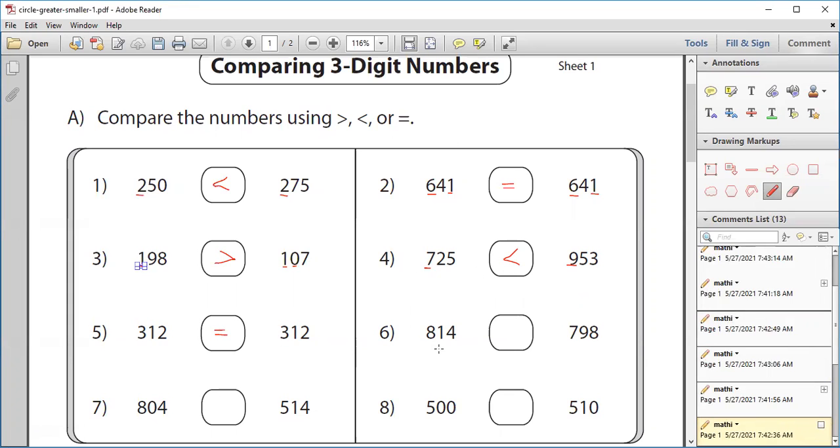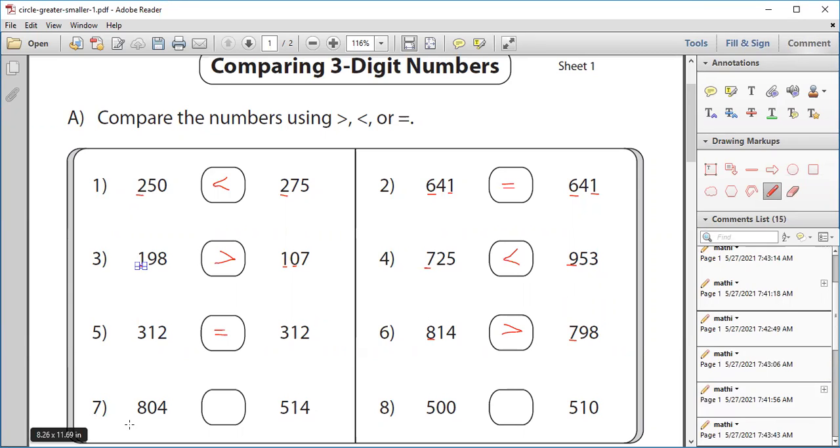Question 6, 814, 798. We said that we're going to start to compare from the far left, from the hundreds. The hundreds here is 8, and the hundreds here is 7. 8 is greater than 7, which means 814 is greater than 798.